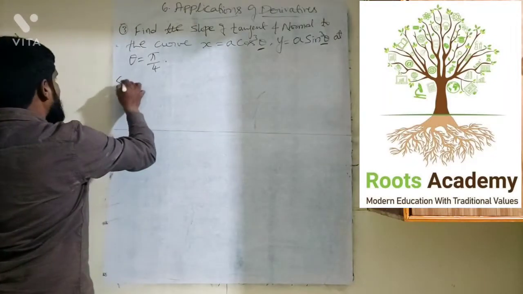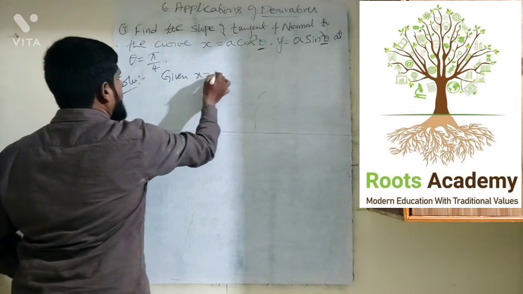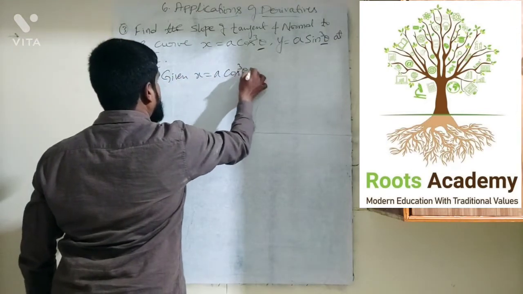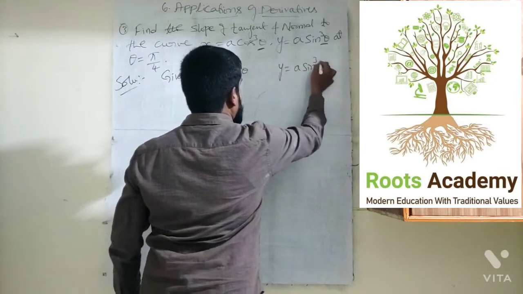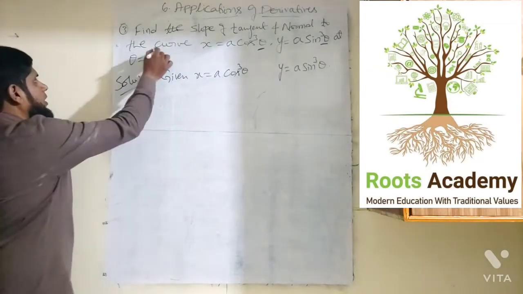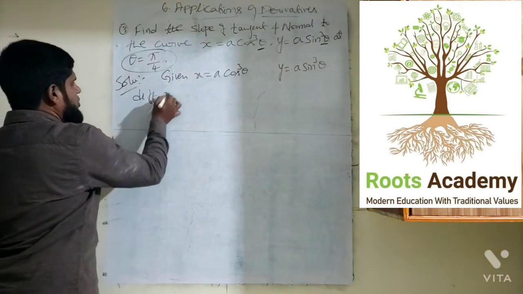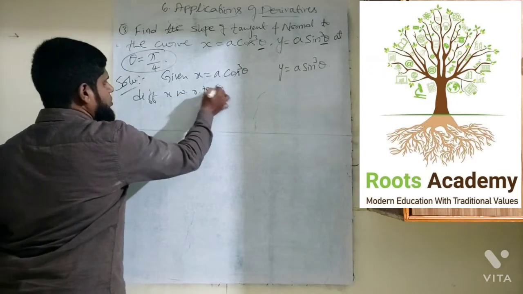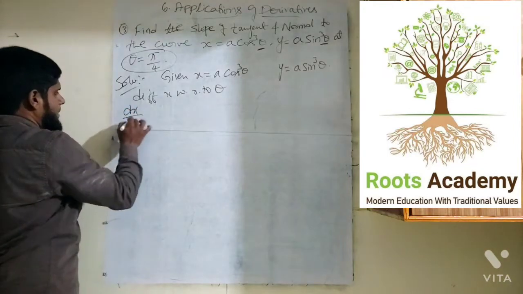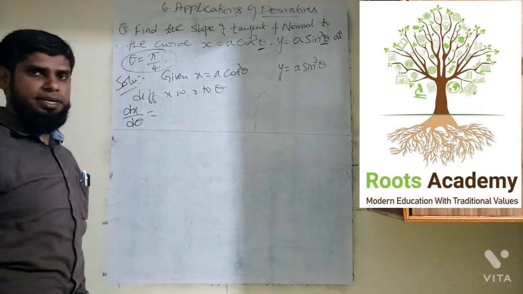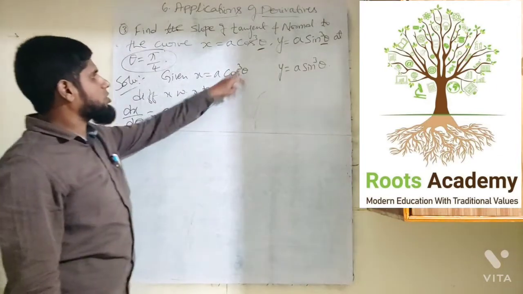So let us take this solution. Given x is equals to a cos cube theta and y is equals to a sin cube theta. Remember here theta value is pi by 4. So first differentiate x with respect to theta. So what is our dx by d theta here? Our dx by d theta is, a is a coefficient as it is, no changes to a cos cube theta.